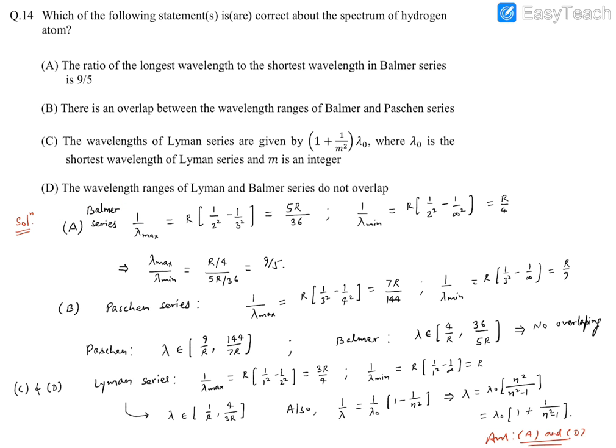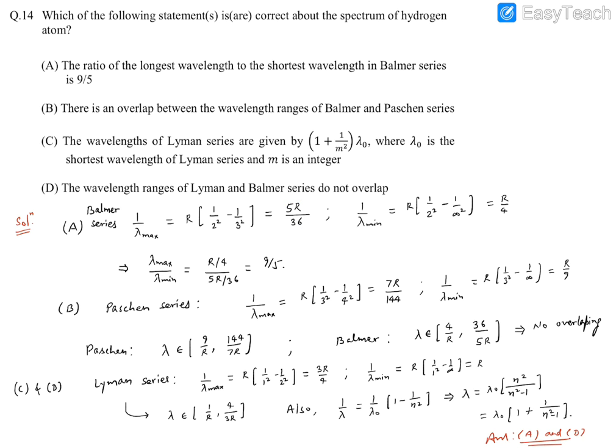So option A is talking about the Balmer series, and we know for the Balmer series the wavelength will be decided by the energy levels, that is n equal to 2 and then higher n's, starting from 3, 4, 5 and onwards. If you want the maximum wavelength, that means the longest wavelength, it is going to be from n equal to 3 to n equal to 2. So it's going to be R times 1 upon 2 square minus 1 upon 3 square. Now we can simplify these numbers. It's basically 1 by 4 minus 1 by 9, which turns out to be 5R by 36.